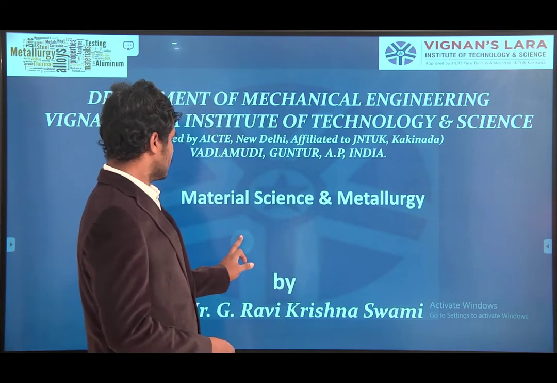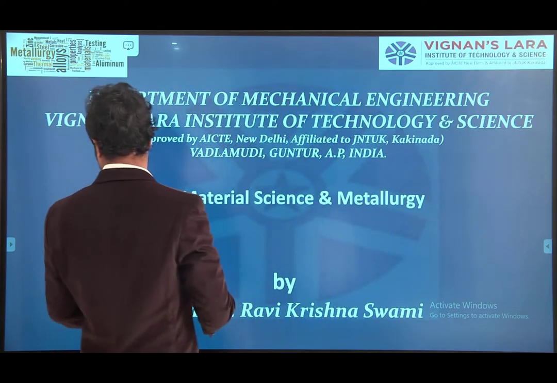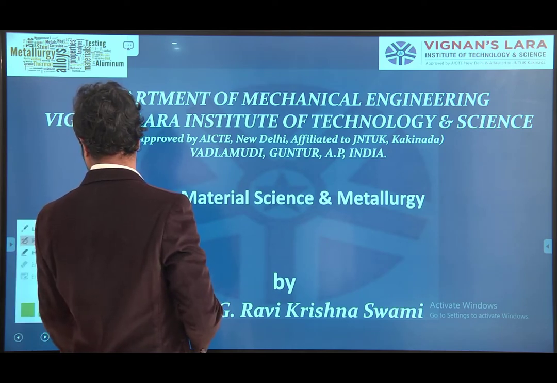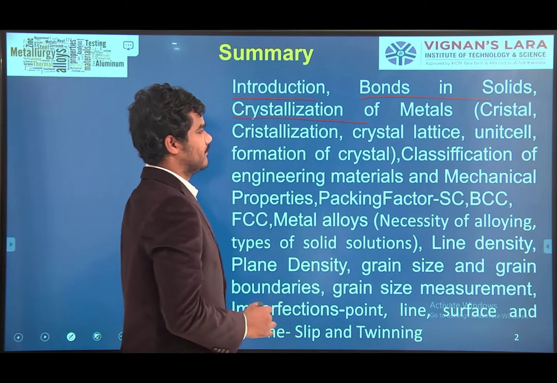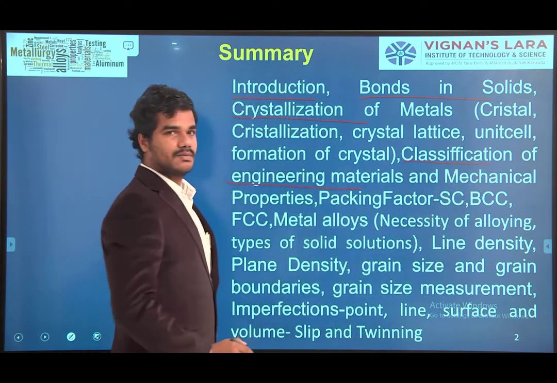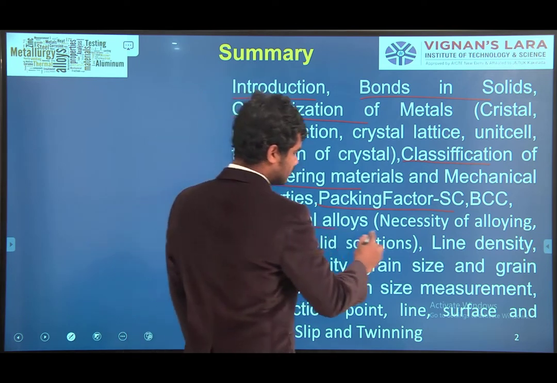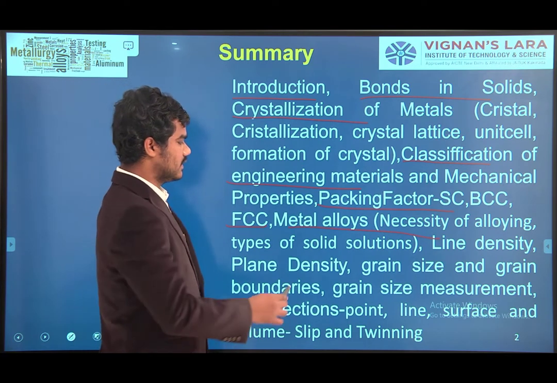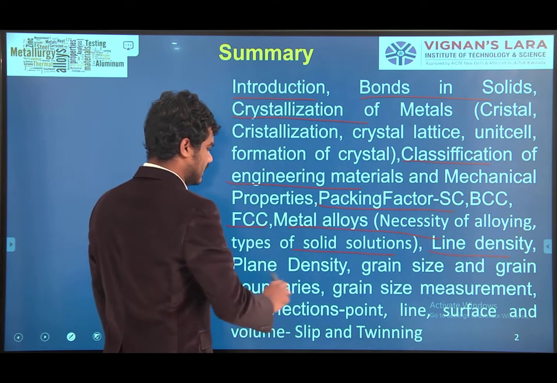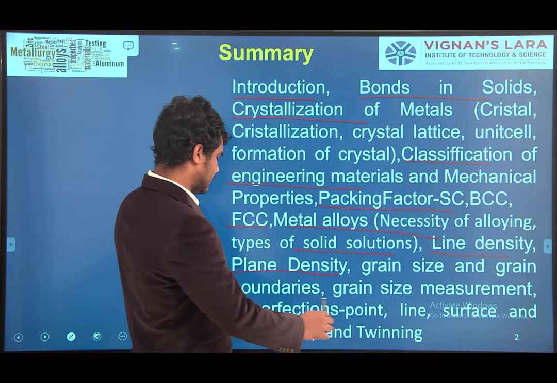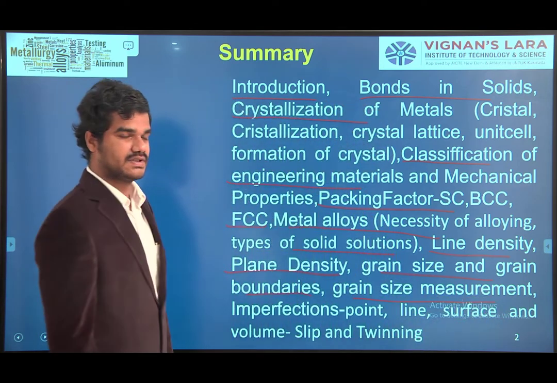So far we have discussed introduction, bonds in solids, crystallization of metals, classification of engineering materials and mechanical properties, packing factor for SC, BCC and FCC, metal alloys, and necessity of alloying, types of solid solutions, types of metal alloys, line density, plane density, grain size and grain boundaries, and grain size measurement, how to calculate the grain size measurement, and imperfections.